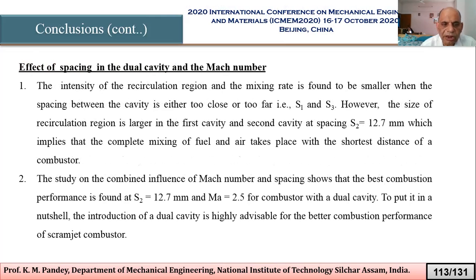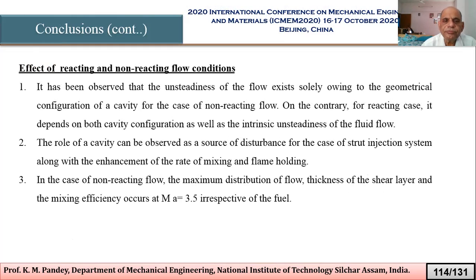So what we have observed is that for F2 equal to 12.7 mm and Mach number of 2.5 for dual cavity, the combustion performance is advisable. It is having better combustion efficiency. Then the effect of reacting and non-reacting flow conditions. Our conclusion is that for non-reacting flow, the minimum distribution of flow, thickness of the shear layer and the mixing efficiency occurs at Mach equal to 3.5.